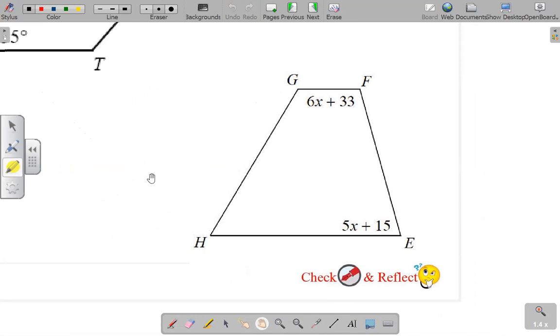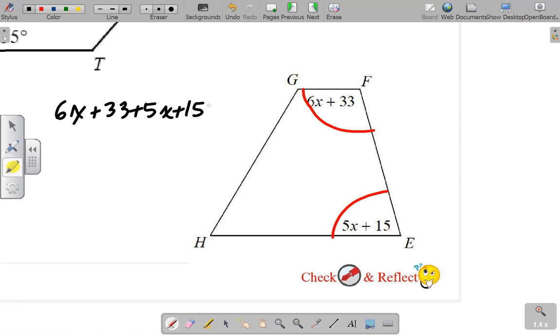Okay, so let's take a look. 72. Oh, yeah. So those add up to 180, right? So we have 6x plus 33 plus 5x plus 15 equals 180. You good so far? Okay, so hang on, one thing at a time. I made it equal 18 because. Ah, yeah, take it from there.